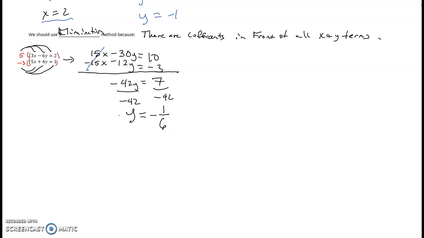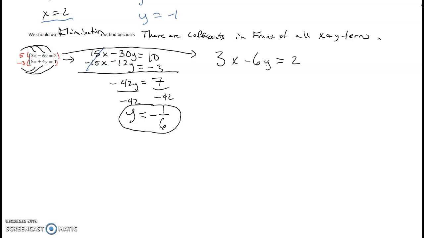It's going to happen. So now, just like what we did with substitution, I just need to sub this in somewhere. So I'm actually going to pick the first equation, this first one that we started with all the way back here. We have 3x minus 6y equals 2. We're going to plug in -1/6 here, so it's going to be 3x minus 6 times -1/6 equals 2. And then -6 times -1/6 is going to give us +1.